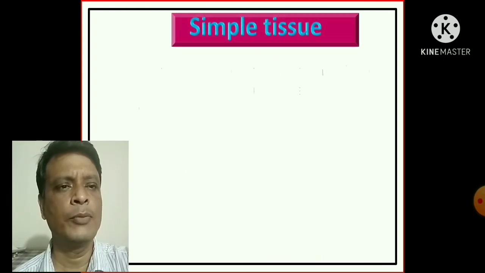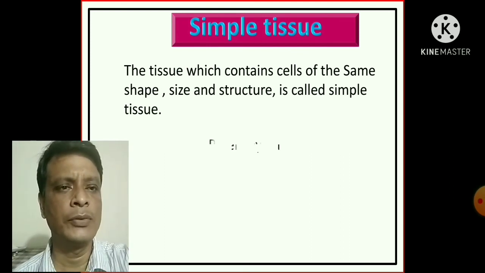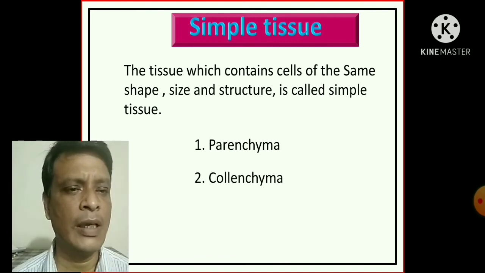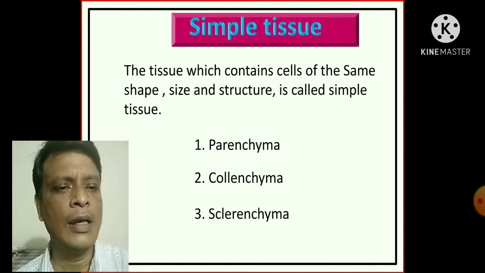Now what is simple tissue? The tissue which contains cells of the same shape, size and structure is called simple tissue. Simple tissues are of mainly three types: number one, parenchyma, number two, collenchyma, and number three, sclerenchyma.